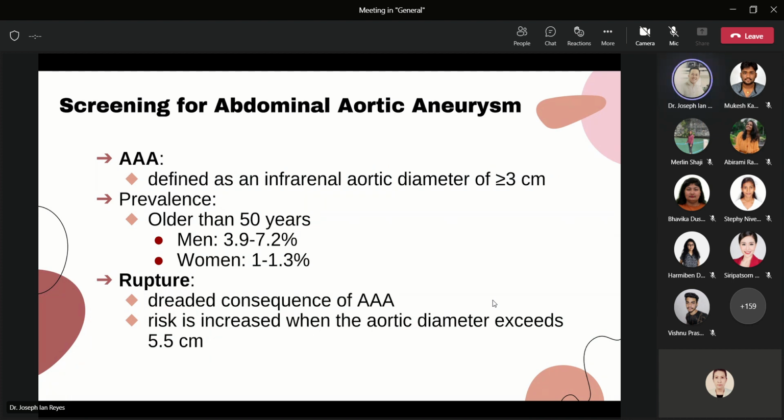So rupture, this is a dreaded consequence of the AAA. Risk is increased when aortic diameter exceeds 5.5 centimeters. So our aorta has a limit. More than that, it's just like a hose or a balloon. If you put too much pressure on it, it will burst. So the elasticity of your aorta has a limit. More than 5.5 cm, it will be a higher risk for rupture. So let us be careful.